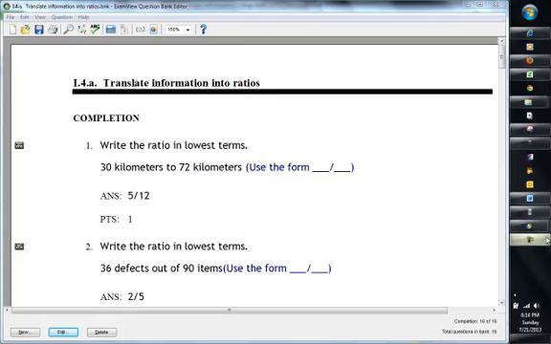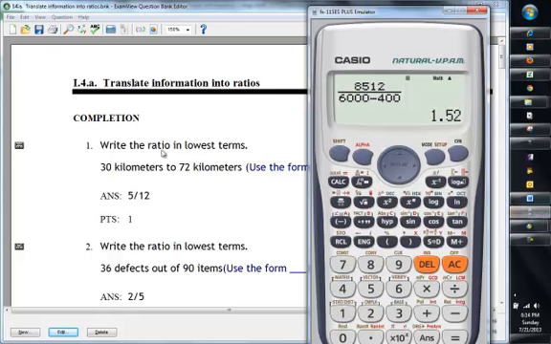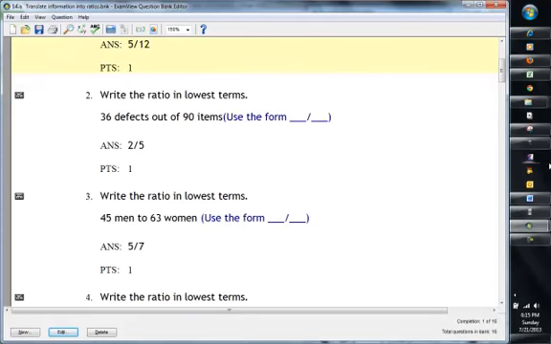This is 1.4.a, and we're going to need our calculator to help us translate this information into ratios. The first one we're going to do here is a fraction, 30 kilometers on top. A ratio always has the same units on the top and the bottom, and so it'll be 30 to 72. I just wrote that wrong. Which simplifies down to 5/12.